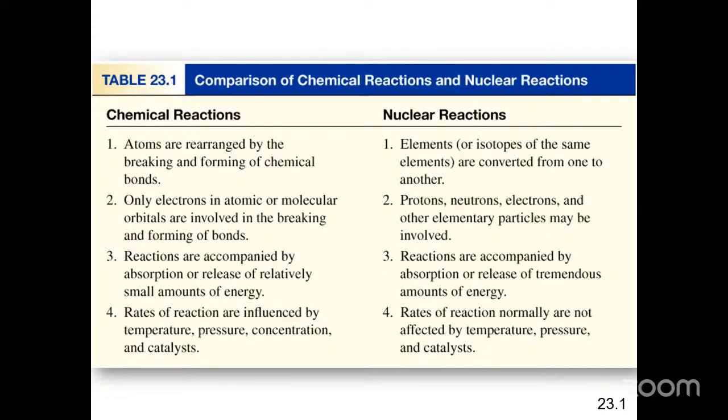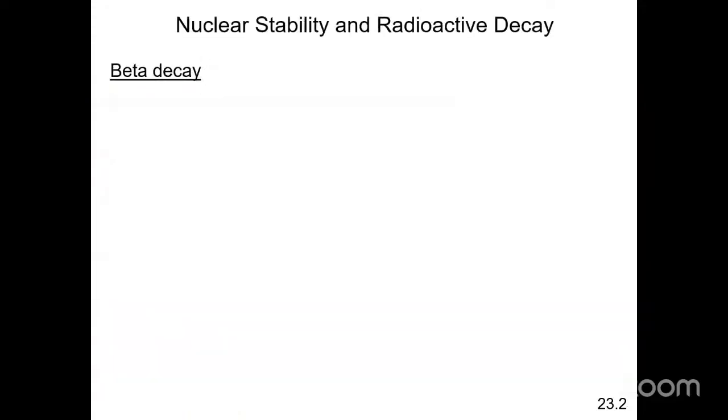And then the fourth difference between these two is that the rate of a chemical reaction can be affected by several factors: temperature, pressure, concentration, and catalysts. In the case of nuclear reactions, their reaction rates will not be changed by any of these factors, right? So it doesn't matter if you change the temperature or the pressure or whatever, the rate will still be the same, all right? So those are basically the 4 differences between chemical and nuclear reactions, all right?